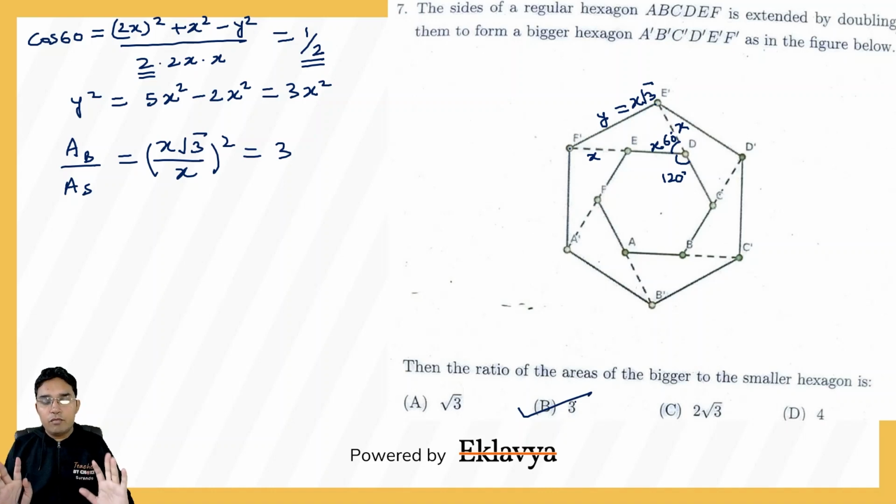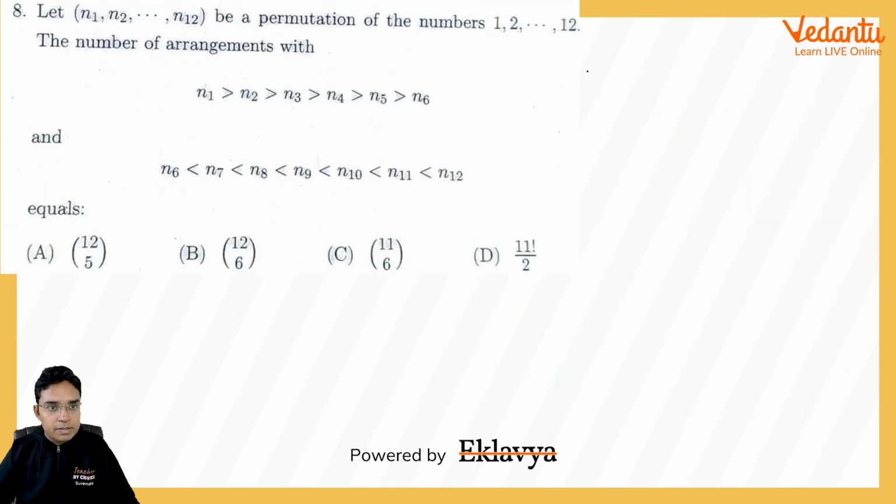I think this was not a very difficult question. You may do it by finding the area using this x root 3 and using x, then also you can do it. But I think this simple observation is much easier, much better to do this type of question. Okay. Now coming to next question, that is 8.